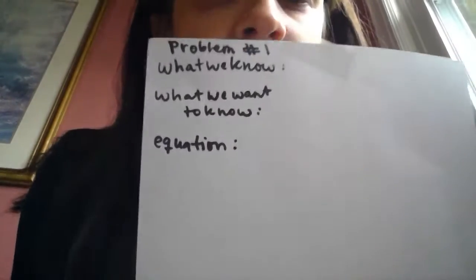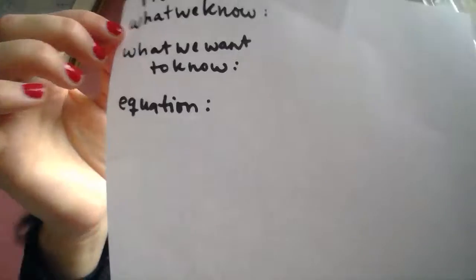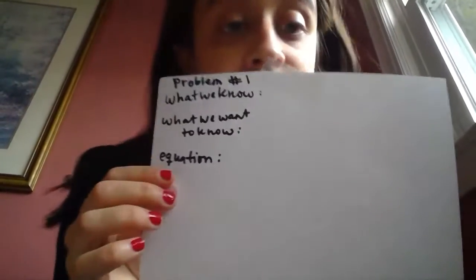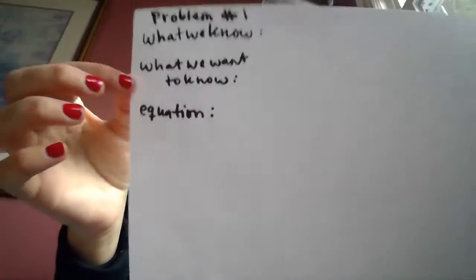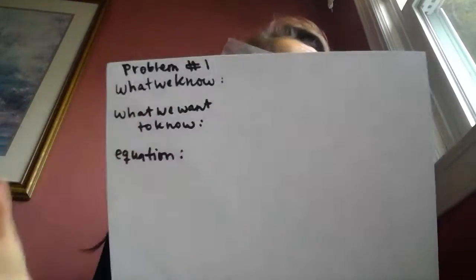So first thing that I want us to do, I want us to get in the habit of setting it up like this. So what we know, so what is the problem telling us? What information is it giving us? What we want to know, so what is the problem asking us to solve for? And then the equation that we're going to use to solve for whatever it's asking us to solve for.